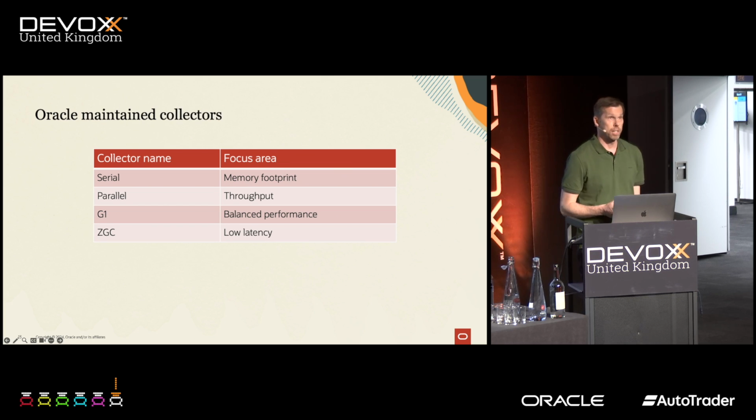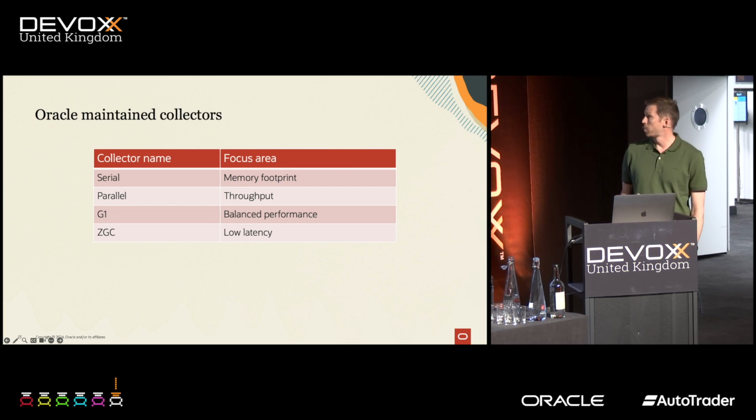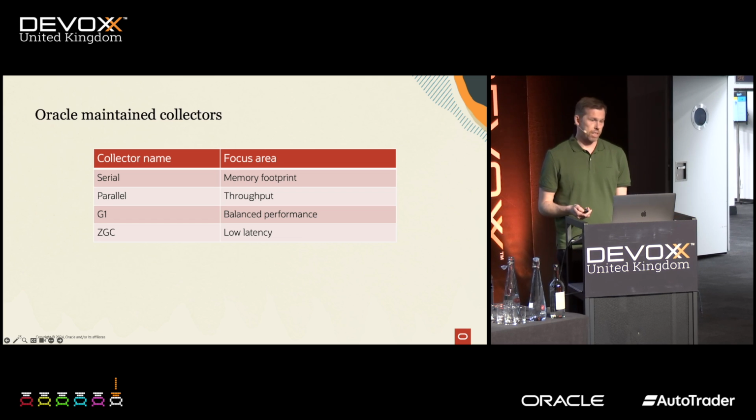At Oracle, we maintain 4 of those. That is serial, parallel, G1, and ZGC. And those are the collectors that I will be including in the rest of the presentation.